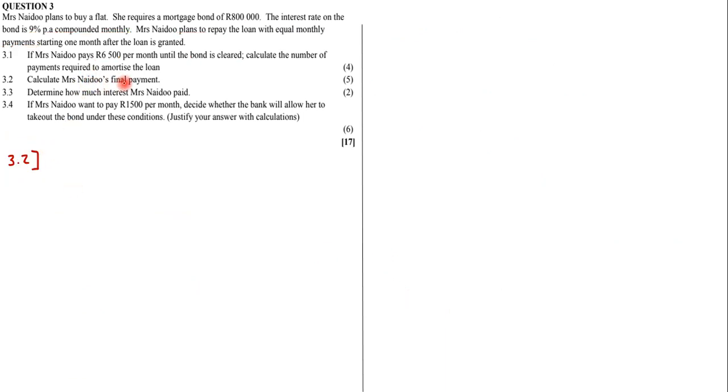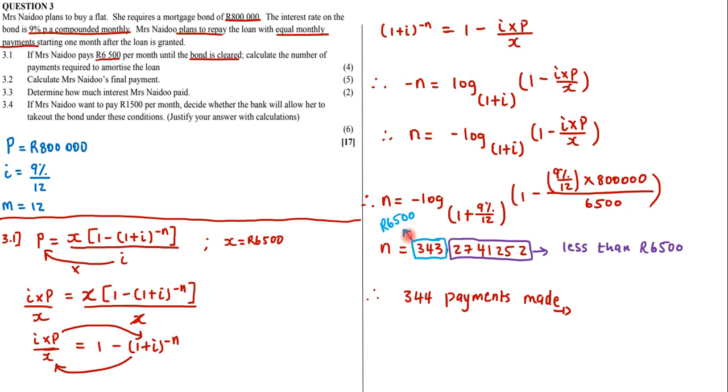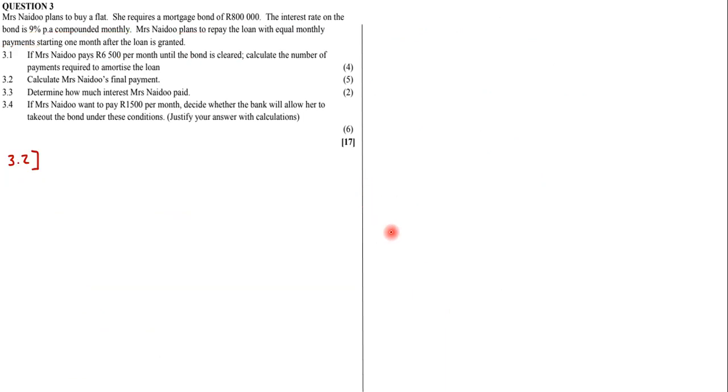Now in order for you to calculate a final payment, what you need to do is to understand what the outstanding balance was after the full 6,500 payments were made, right? And then after that, you're going to compound that with what? With 1 plus I. All right, so now how do we do this?